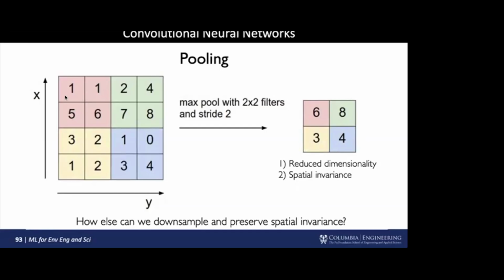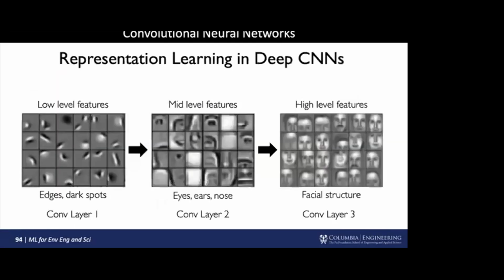Or of course, you can use average pooling, right? Take the mean of those entries. Okay, this reduces the spatial size of the feature map, making the network faster and more memory efficient. Pooling also adds spatial invariance. Small shifts in the input don't change the pooled output very much. So pooling keeps the most important information while throwing away fine details.